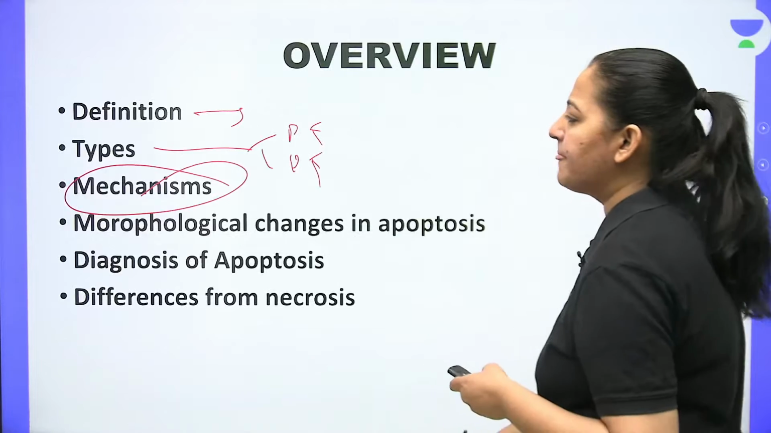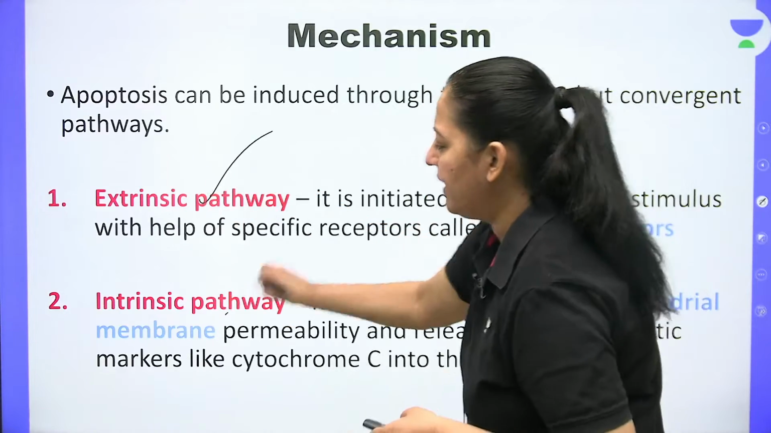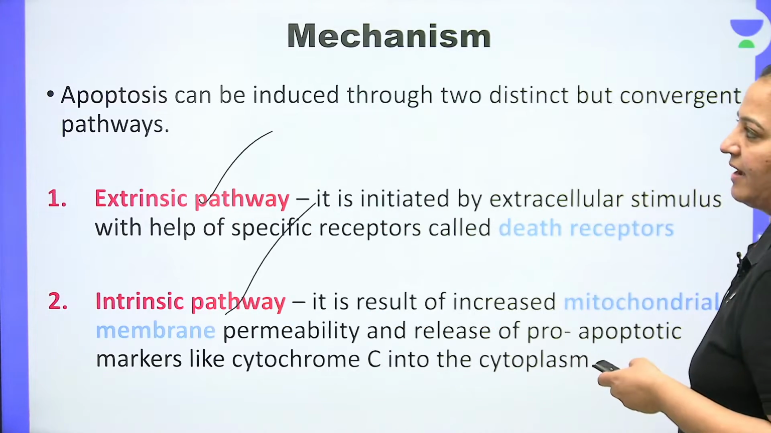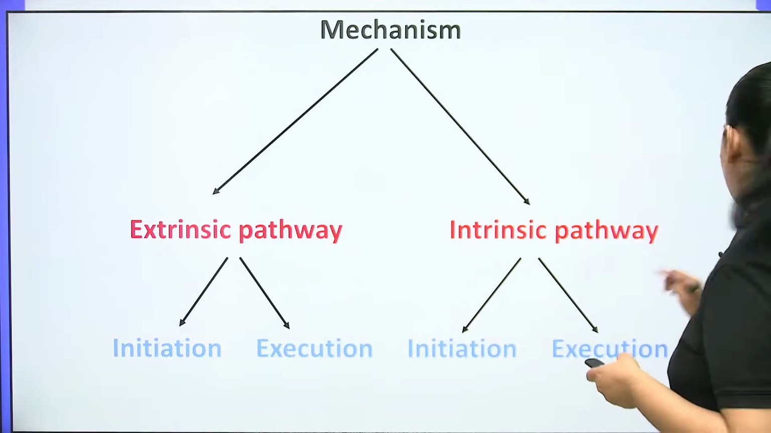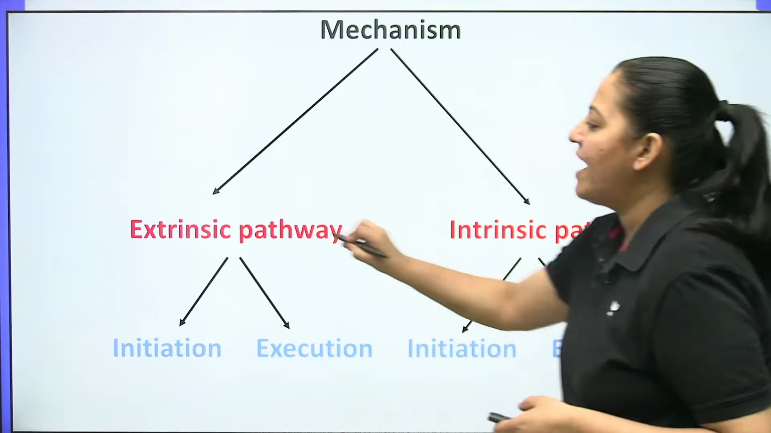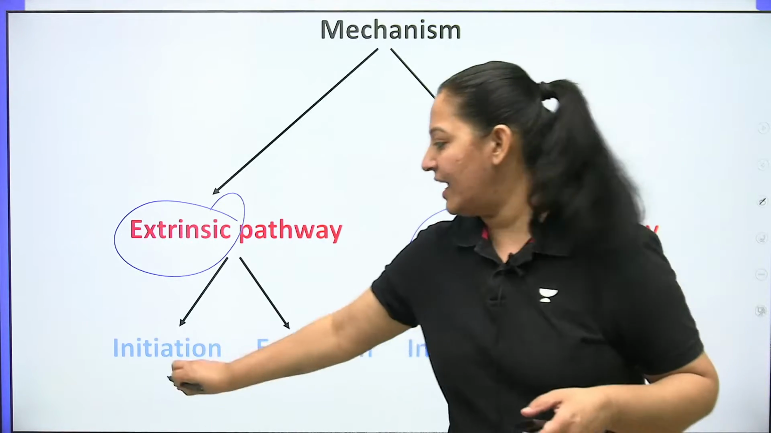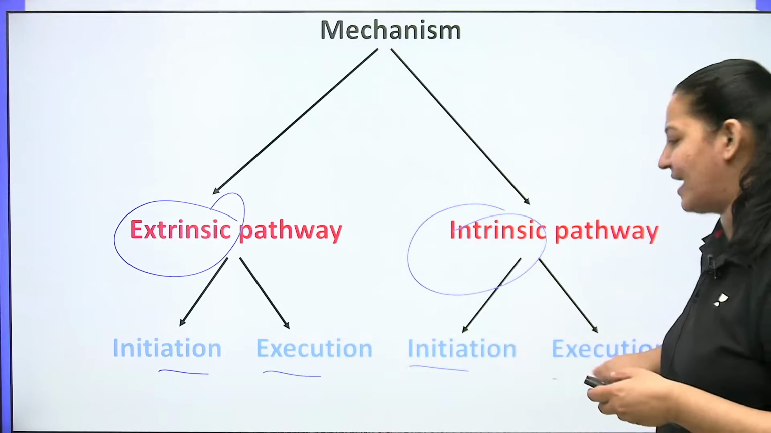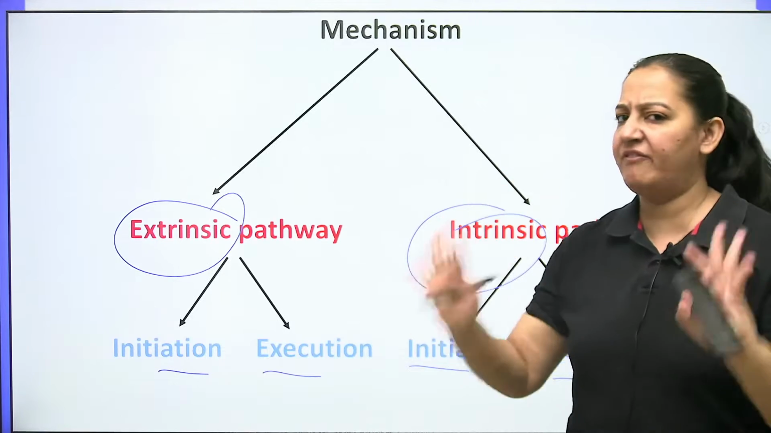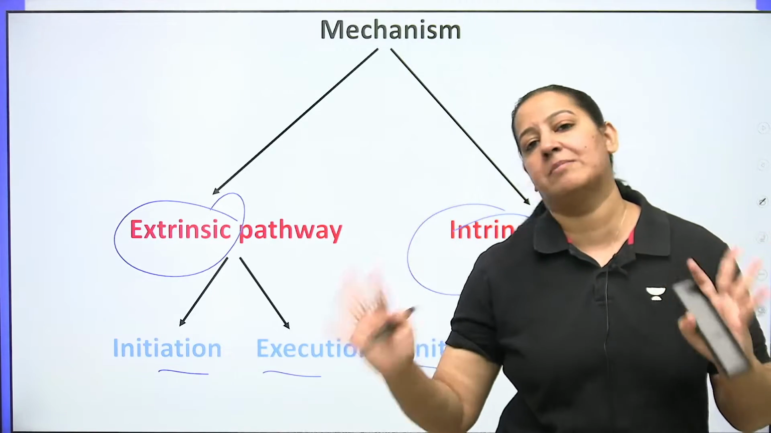What are the two mechanisms? Extrinsic pathway, intrinsic pathway, depending on where the signal is coming from. Give me a thumbs up. In each pathway, listen now, in each pathway, extrinsic pathway as well as intrinsic pathway, there are two phases. Initiation, execution. First, give me a thumbs up on this. Everyone, all the audience, everyone give a thumbs up.